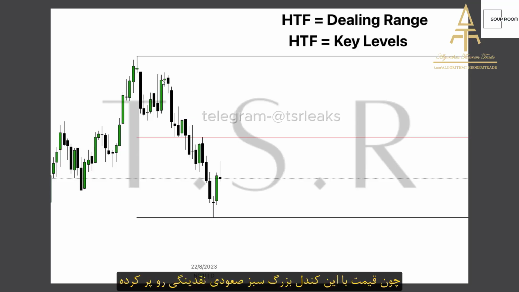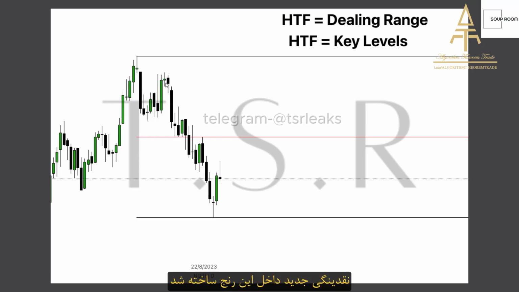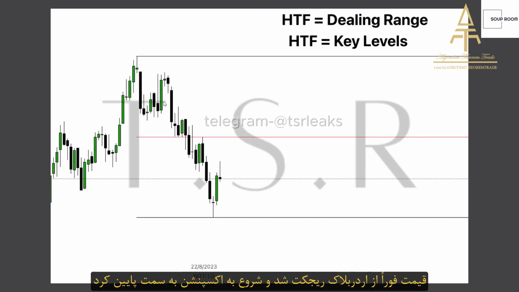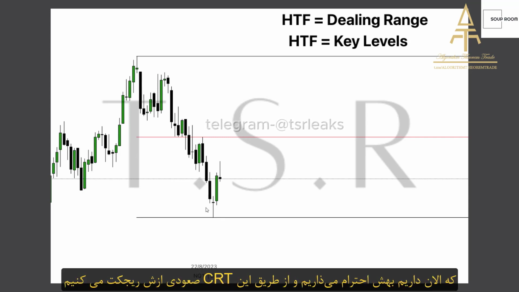Because price filled liquidity with this thick up close green candle. What liquidity did we fill? This fair value gap to the left. Formed new liquidity within this range. Broke below it, closed below it. Price immediately rejected off of the order block and came to expand lower towards where? The draw on liquidity, which was this low right here, which we are now respecting and rejecting through this bullish CRT.